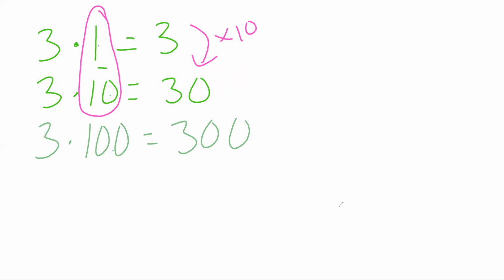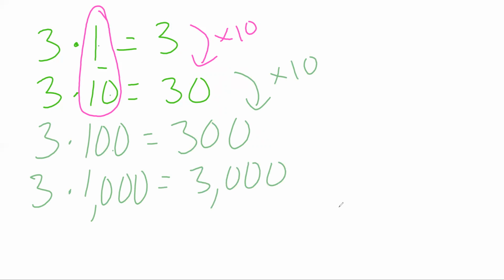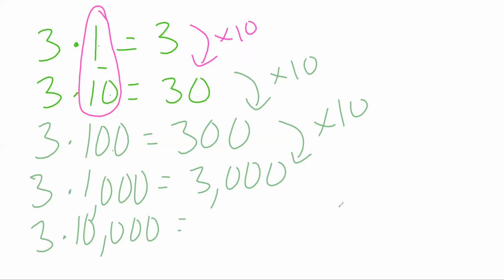And you can see what's already happening. This is 10 times larger. So we could say the next place value, 3 times 1,000. Well, that's 3,000. Guess how much larger this is? 10 times larger. Oh my gosh, you're amazing! And we've got space, so let's do 10,000. And that would be 30,000, right? So this is base 10 multiplication.